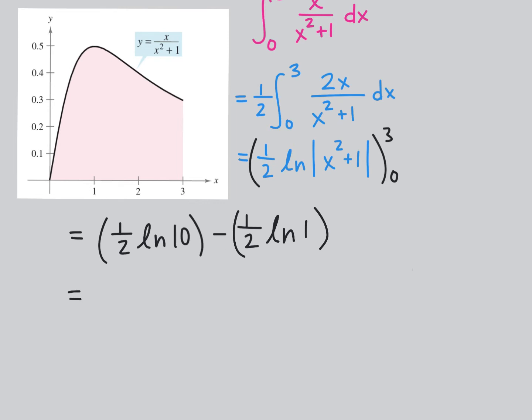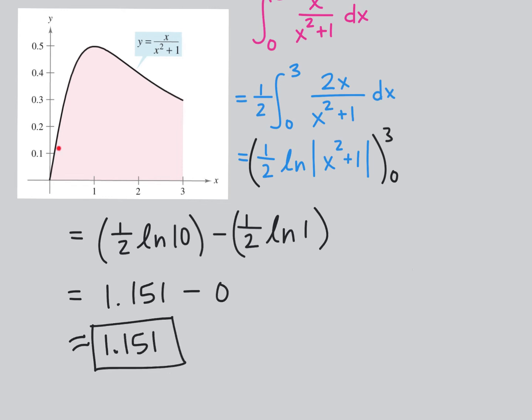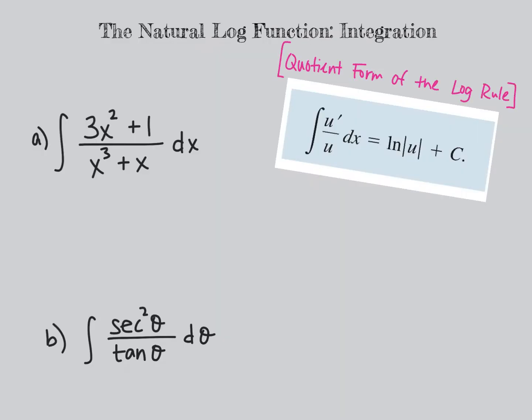Now this first term here, we'll need a calculator. It gives us approximately 1.151. And then our second term, the natural log of 1 is just 0, so 1/2 times 0 is 0, so I should put an approximate symbol here. It's approximately 1.151. So the area underneath this curve, down to the x-axis from x is 0 to x is 3, is approximately 1.151 square units.